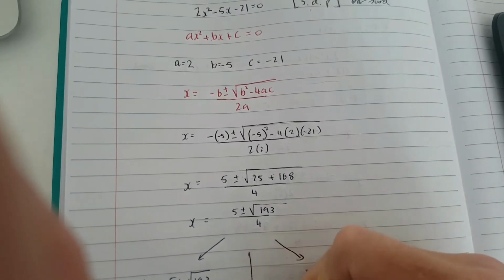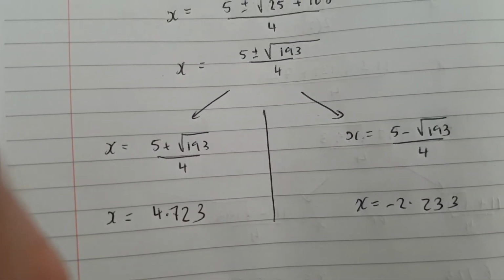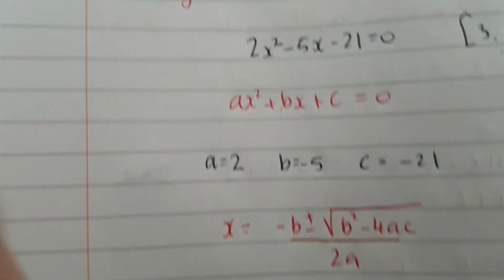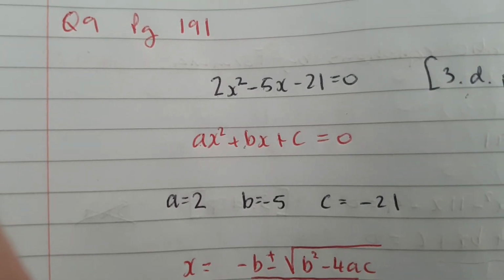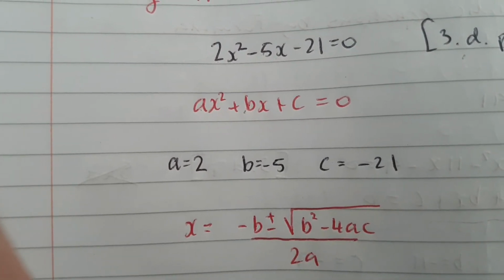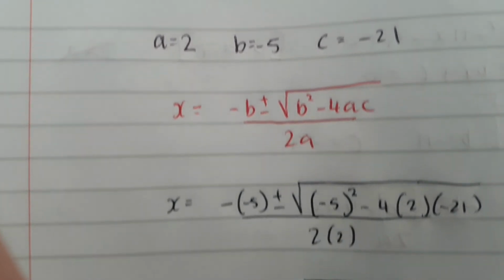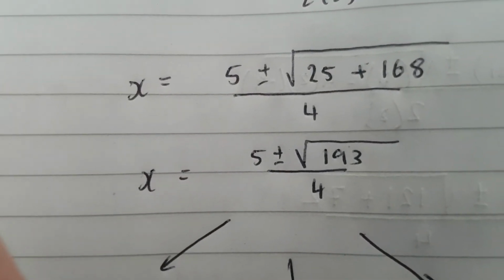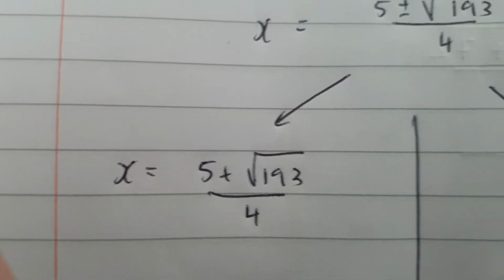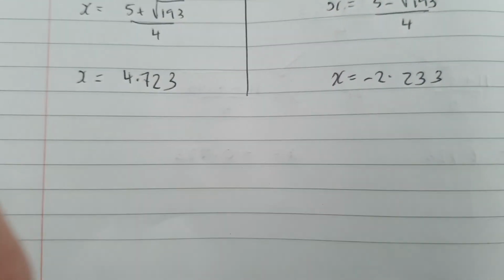So there are my 2 solutions. I'll just put a line down the middle so you can see I have 2 clear solutions. Okay, just to recap, it must be in the form ax squared plus bx plus c. Find the a, b, c values, sub them into the formula, simplify the formula until you get to this point, and then split it up into a plus value and a minus value to get your 2 solutions.